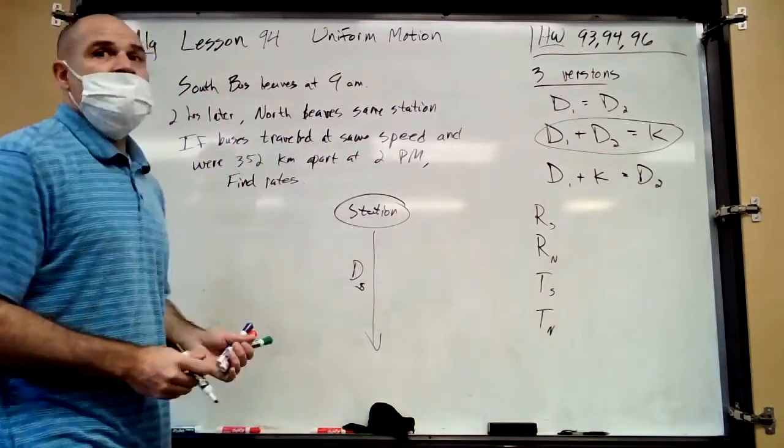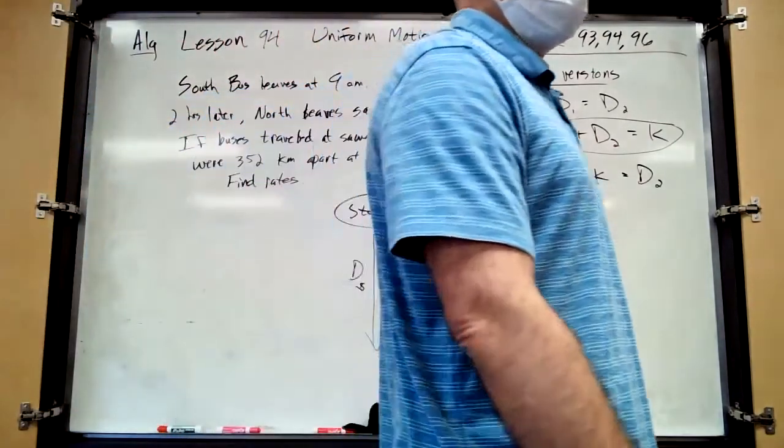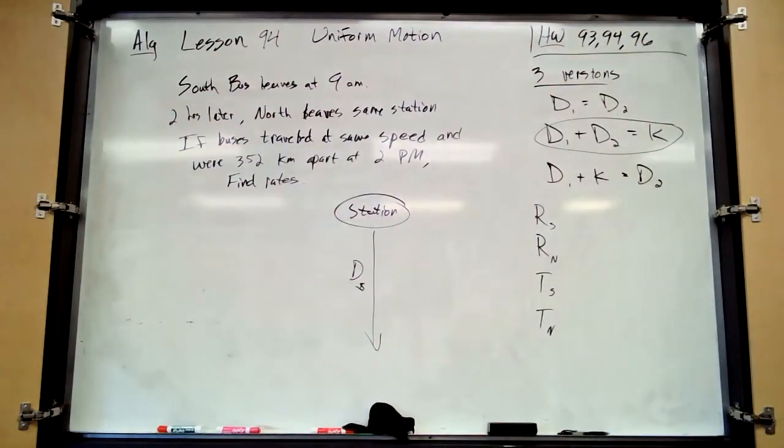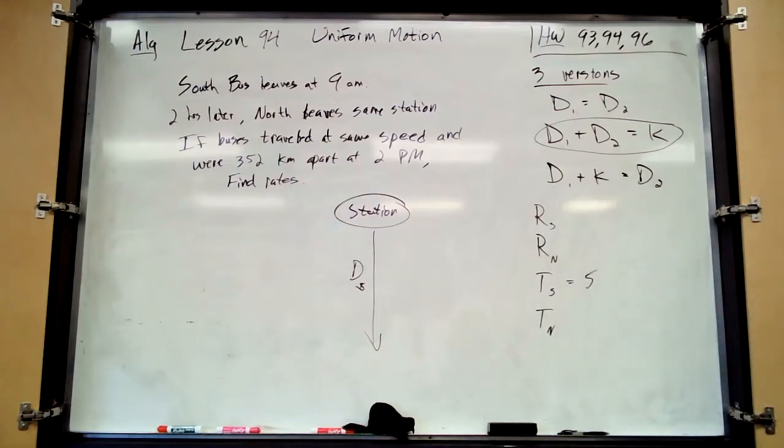Let's start from the beginning. Southbound leaves at 9 a.m. What kind of information does that give you? The time it left, and if only you knew what time it stopped, or the end time. And guess what? You do. They give you a number, 9 a.m. to 2 p.m. So what was southbound's time? 5 hours. So it's not like TS equals TN plus something. It's 5 hours. You just have to do the math to figure that out.